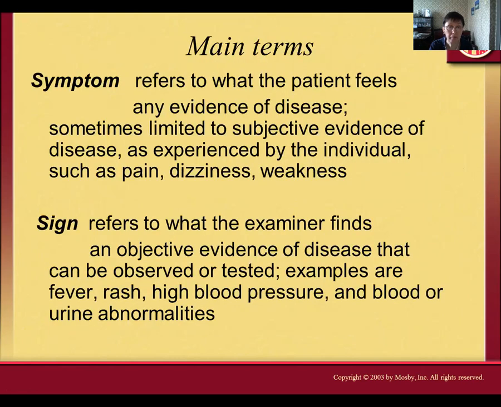So let's begin. First of all, we need to speak about main terms that we will use in our course. The term symptom refers to what the patient feels. It may be any evidence of disease, such as pain or dizziness or weakness. Another term, sign, refers to what the examiner finds, an objective evidence of the disease. You use this for some features of the disease that can be checked or measured, such as blood pressure, fever, or some abnormalities in urine or blood.